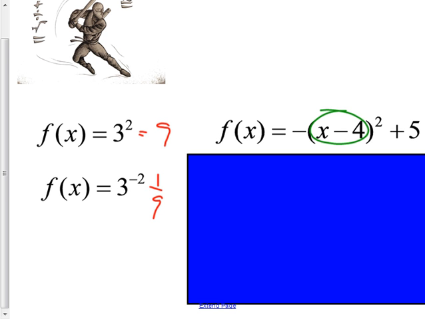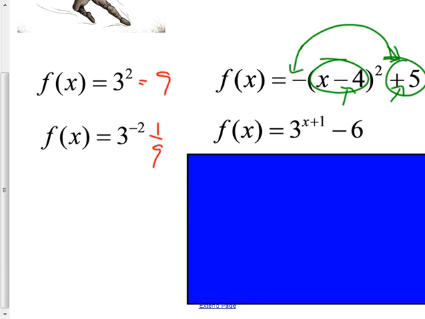Right 4. What does that mean? Up 5. And is that an up-down flip or a left-right flip? Up-down. Stuff on the outside is up-down stuff. So both this and this are things on the outside, so they're up-down things. So that's an up-down flip. So this got flipped, reflected over the x-axis, is another way to say it. It got moved right 4, and it got moved up 5. You remember that?